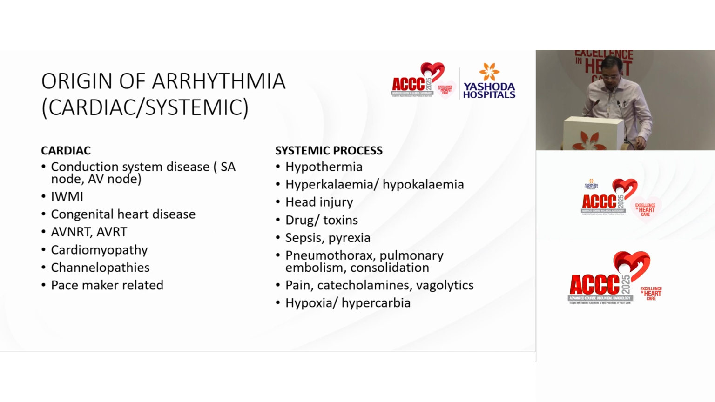So the origin of arrhythmia is cardiac or systemic. In the cardiac, we have the conduction system, which is the most important culprit, the SA node and the AV node, and also ischemia, such as inferior wall MI, we keep seeing quite often. Then congenital heart disease. Then we have these accessory pathways. We have pathways which have different properties of conduction which lead to arrhythmias. Then some prior injury to the heart in the form of cardiomyopathy, and some genetic channelopathies, and sometimes patients on pacemakers, ICDs and all, they also have some kind of arrhythmias as a result of some machine malfunction or machine overinterpretation or something. In the systemic processes, we have hypothermia, hypokalemia, head injury, drugs, toxins, sepsis, pyrexia, pneumothorax, pulmonary embolism, consolidation, even pain, catecholamines, vagolytics, hypoxia, hypercarbia. These are all in some ways contributory to arrhythmias.